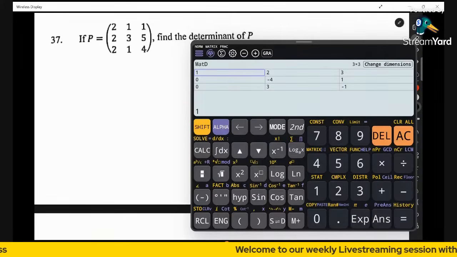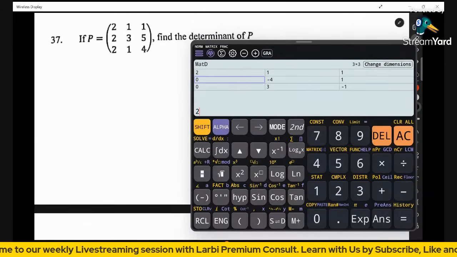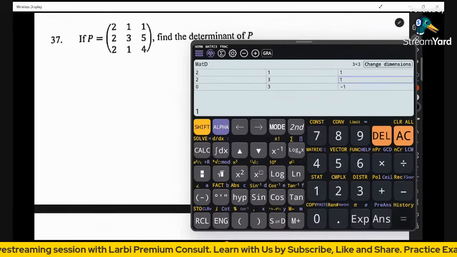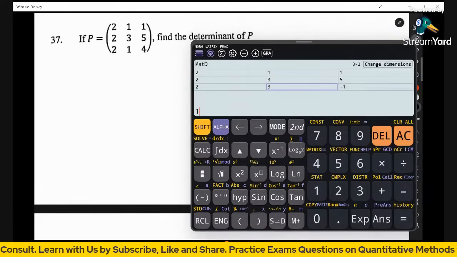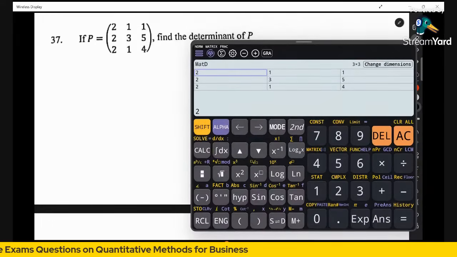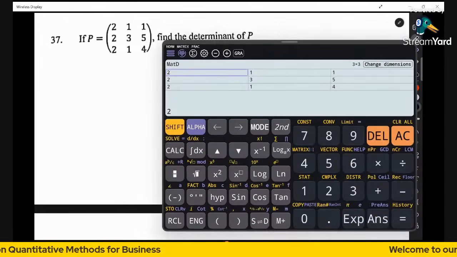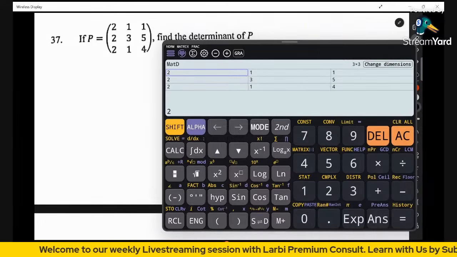So here the first entry is 2. So I'll press 2. Next is 1. The next is 1. Then second row 2, 3, 5. Then the third row we have 2, we have 1, we have 1 and we have 4. Okay. So once you're able to get this, I hope you can see my calculator. So we have 2, 1, 1, we have 2, 3, 5, and we have 2, 1, 4. So once you're able to get this, you just press AC and you are done.